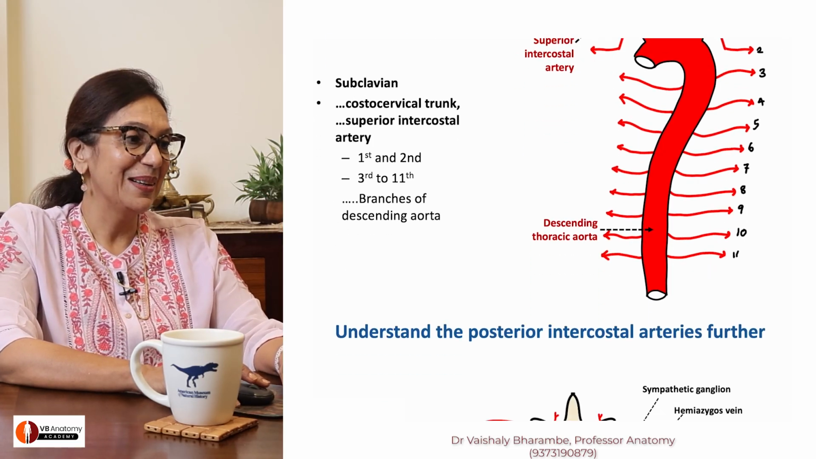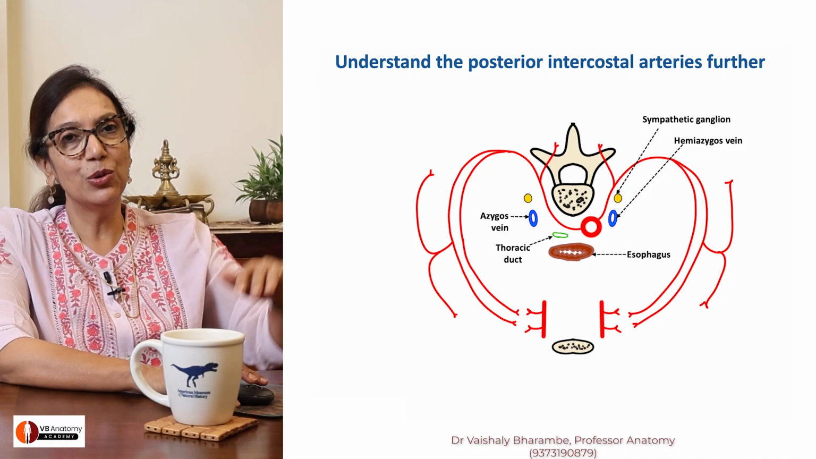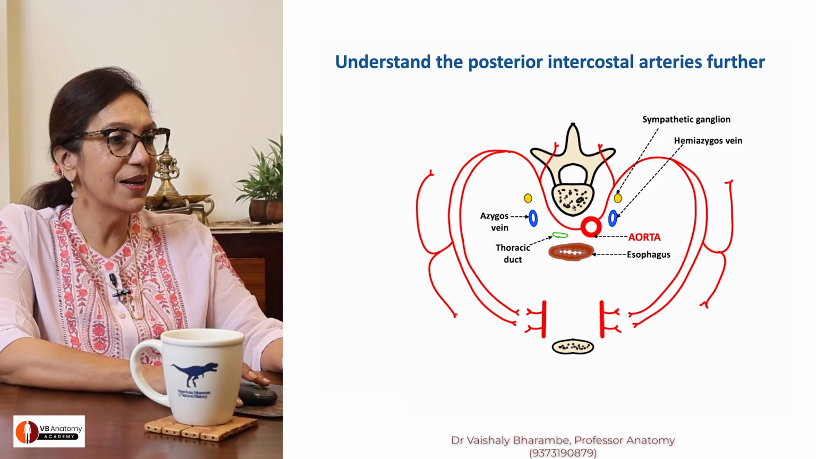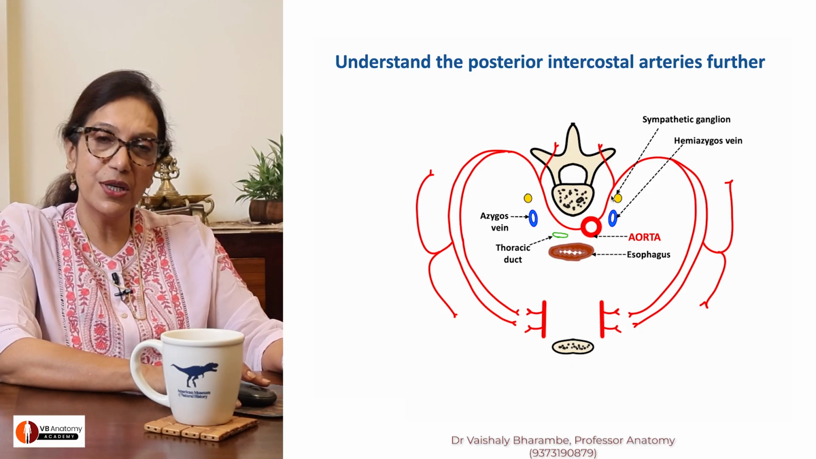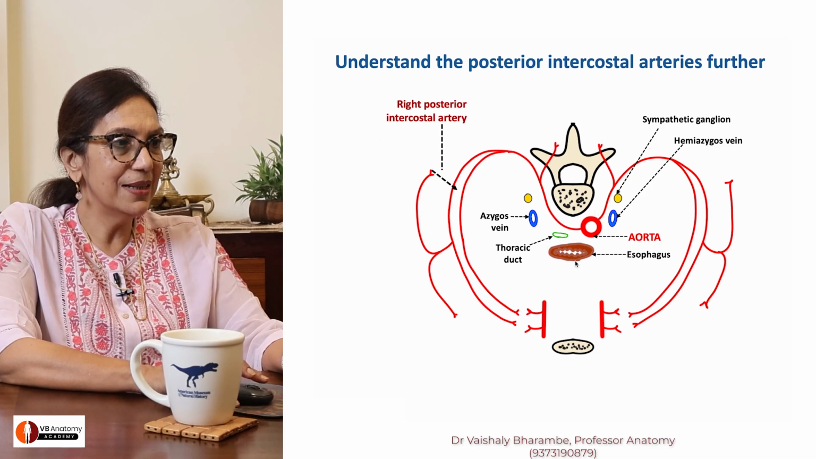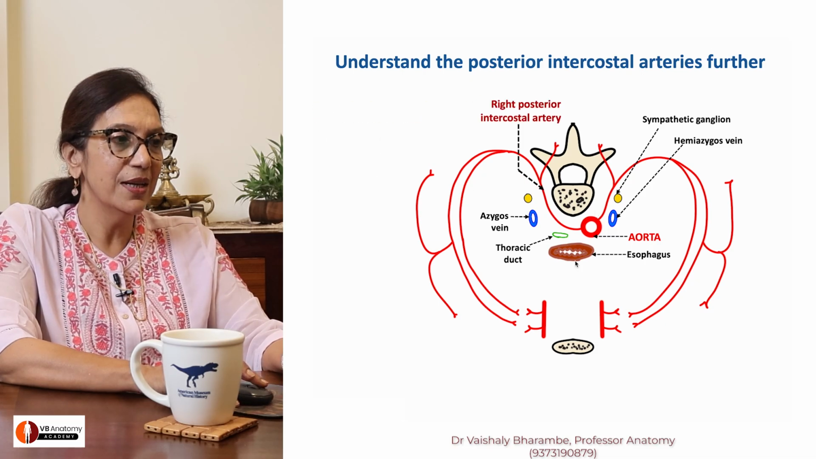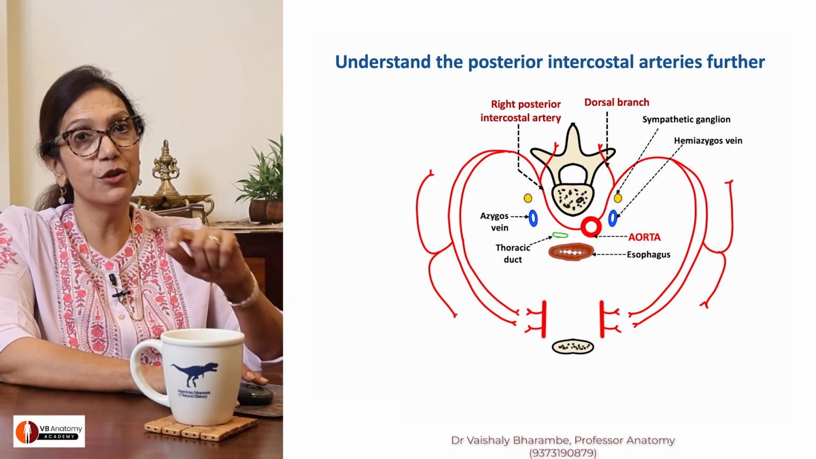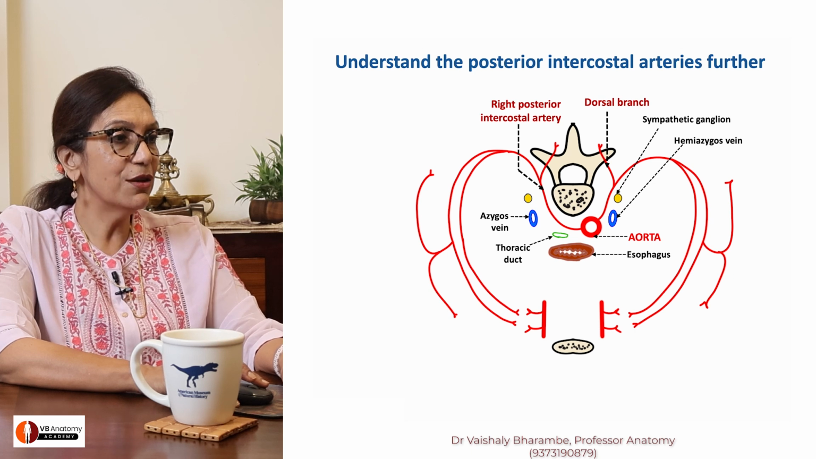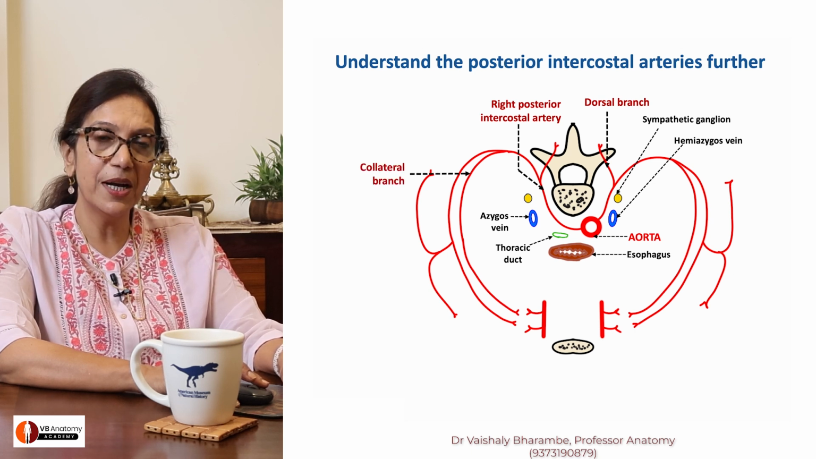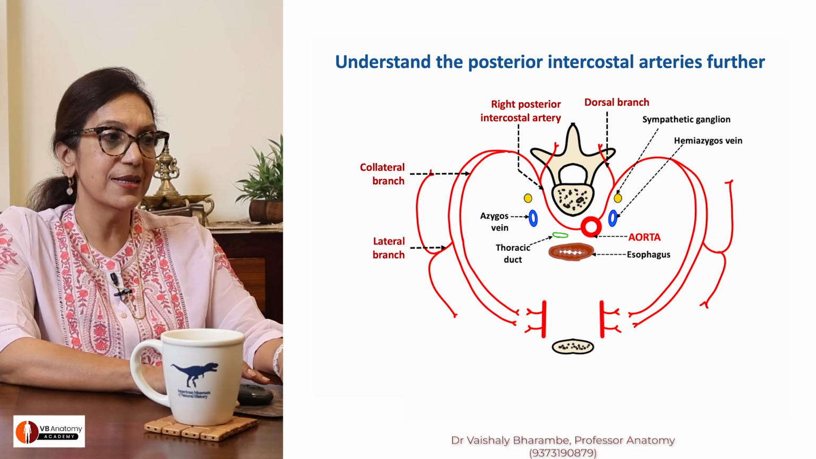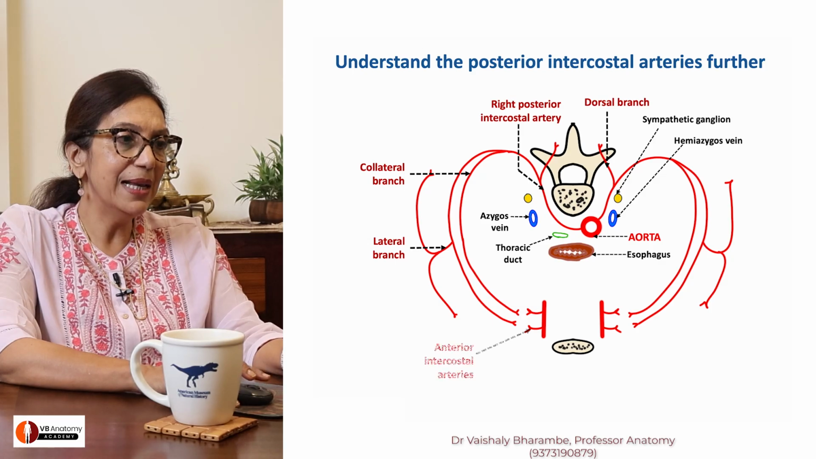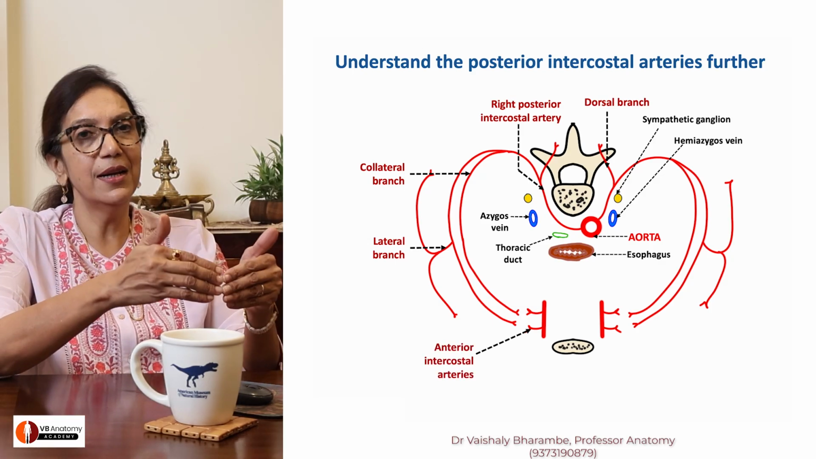Try it. So, I've taken a section through the thorax, mid-thorax, and here you are seeing the abdominal aorta giving rise to right and left posterior intercostal arteries. You can see this is the right posterior intercostal artery. You can see it giving rise to a dorsal branch which will also give a spinal branch to the spinal cord. Rest of the artery gives rise to a collateral branch and then continues forwards. It then gives rise to a lateral branch and finally meets with the anterior intercostal arteries in the anastomosis.